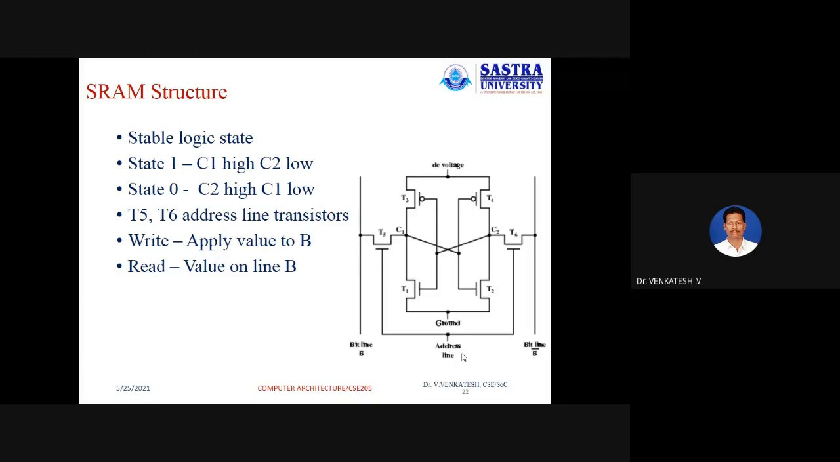If I want to write, I will use what is normally called the bit line. The bit line will get that value, and according to that I will perform the read or write operation. So this is the basic structure of SRAM.